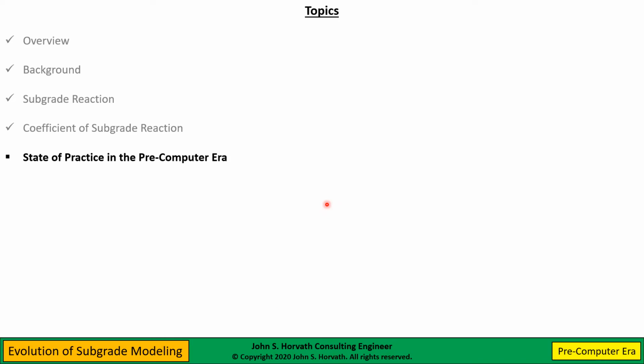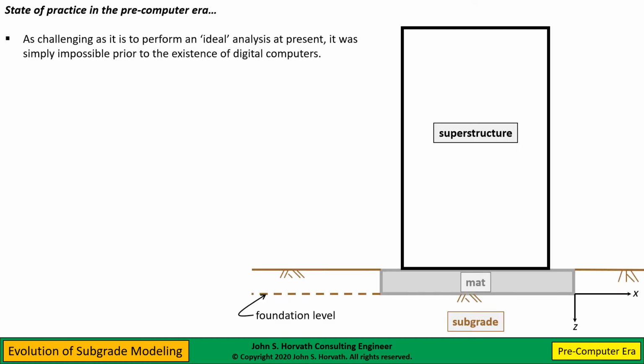Well, let's come back down to earth, come back down to reality. We've talked about the ideal case. I think we've agreed it'd be nice to do. We simply can't do it with current technology. What did we do in the pre-computer era? That certainly is a good question. Well, although an ideal analysis would be a challenge at the present time, it was impossible before digital computers. So what did people do?